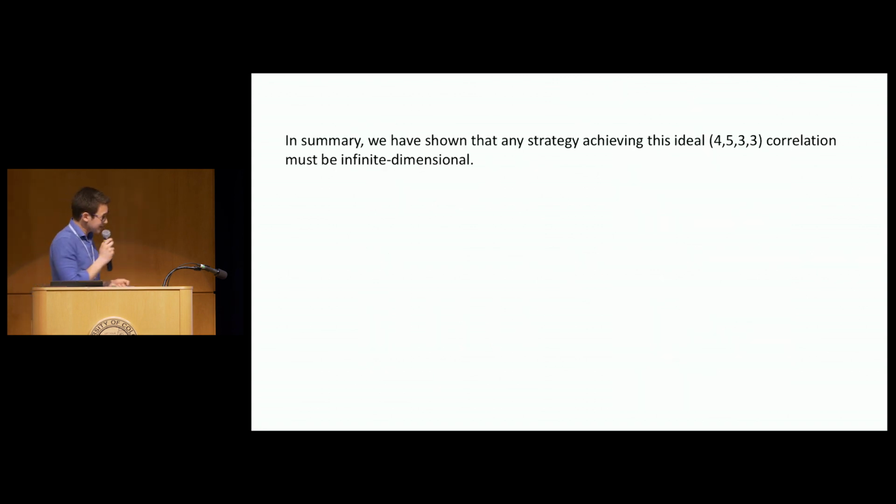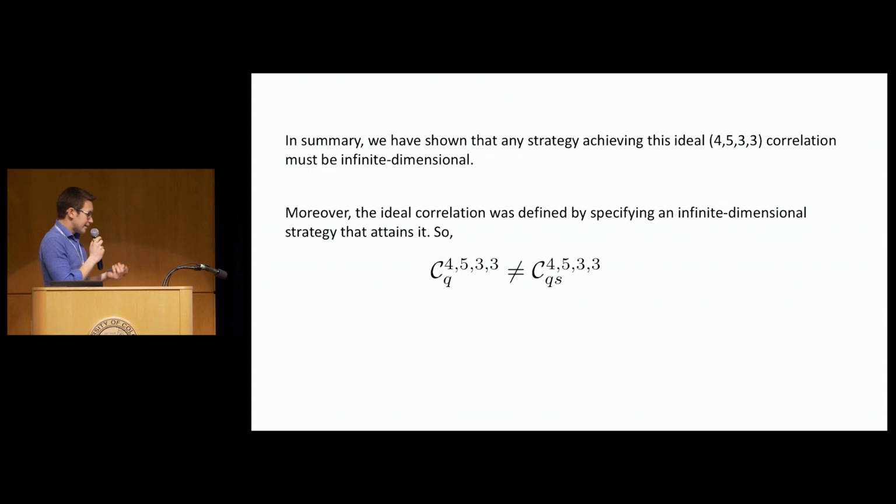Okay, so in summary, what I've shown to you is I've described to you a correlation which is on question sets of size 4 and 5, and answer sets of size 3. I argued that any strategy that attains it must be infinite dimensional. And moreover, I've described it to you by giving you explicitly the infinite dimensional strategy that attains it. And so this shows that CQ is not equal to CQS.